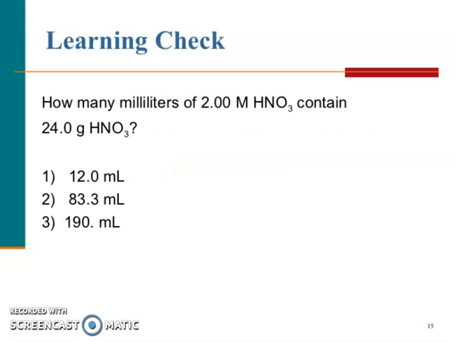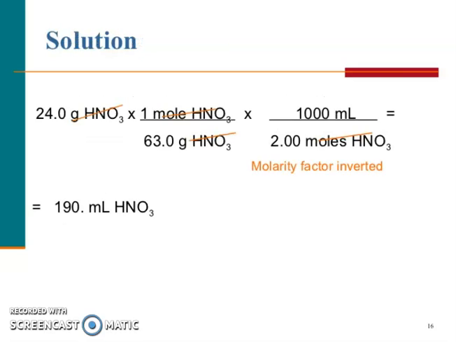This is the answer. Learning check. How many milliliters of 2.0 M nitric acid contains 24.0 grams of nitric acid? 24.0 grams nitric acid multiplied by 1 mole nitric acid over 63.0 grams nitric acid multiplied by 1000 milliliters over 2 moles nitric acid, the molarity factor inverted. So 190 milliliters nitric acid.